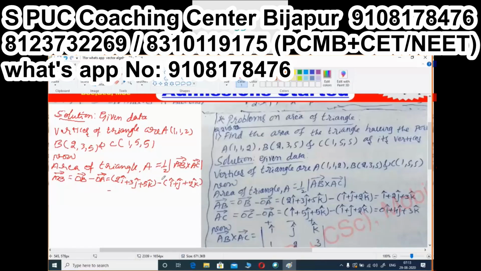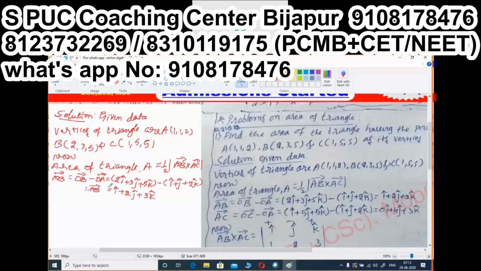2i cap minus i cap, that is going to come out as just 1 i cap. Okay, 2 minus 1, that is 1 i cap. Next 3j cap is there, minus j cap, then it is going to remain 2j cap. Next here 5k cap is there, minus 2k cap, then it is going to come out as plus 3k cap. This is your required AB vector. Okay, so therefore I am going to write here as AB vector.